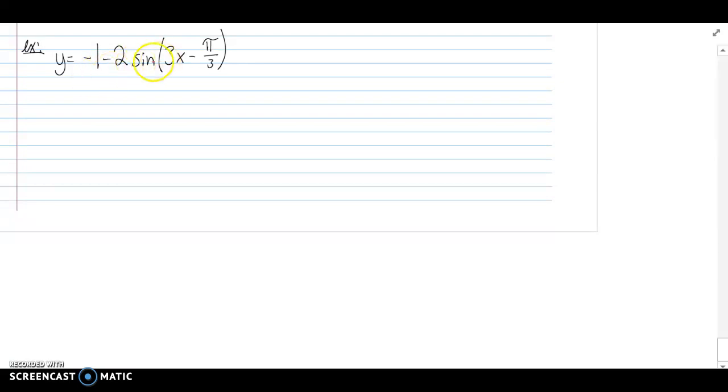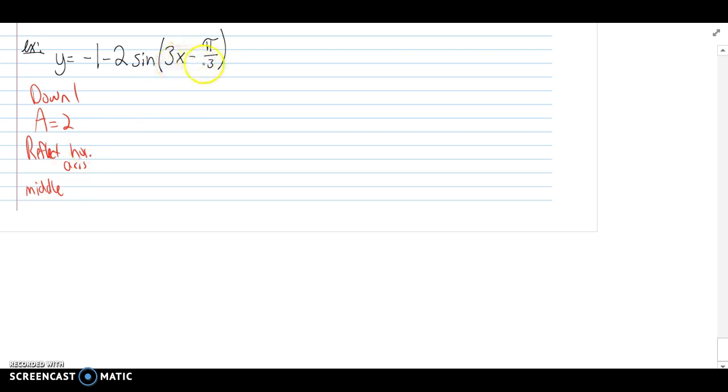Looking at this graph, there are quite a few variations. One thing I can see is that the graph shifts down by 1. The amplitude is 2. Also, because of this negative sign, it's going to reflect across the horizontal axis. I'm not saying across the x-axis because that x-axis has been shifted down by 1. It's a sine curve, so it's going to start in the middle.